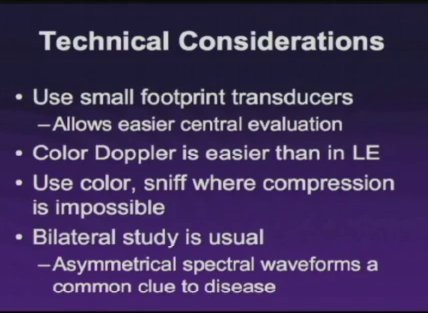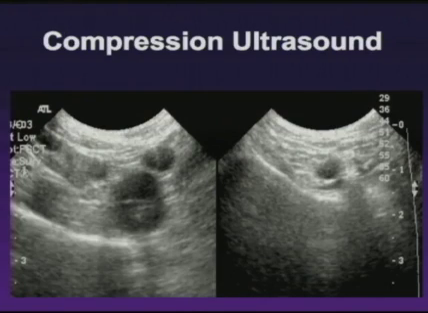Small footprint transducers are quite important. The good news is the color Doppler and filling of the entire vessel is easier than in the lower extremity. We can also use other tricks such as sniffing, where compression is impossible. And again, bilateral studies are the usual in these patients.